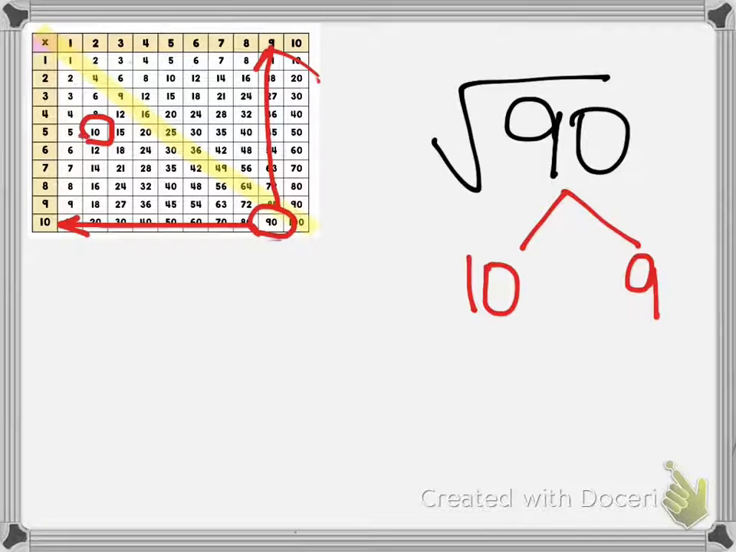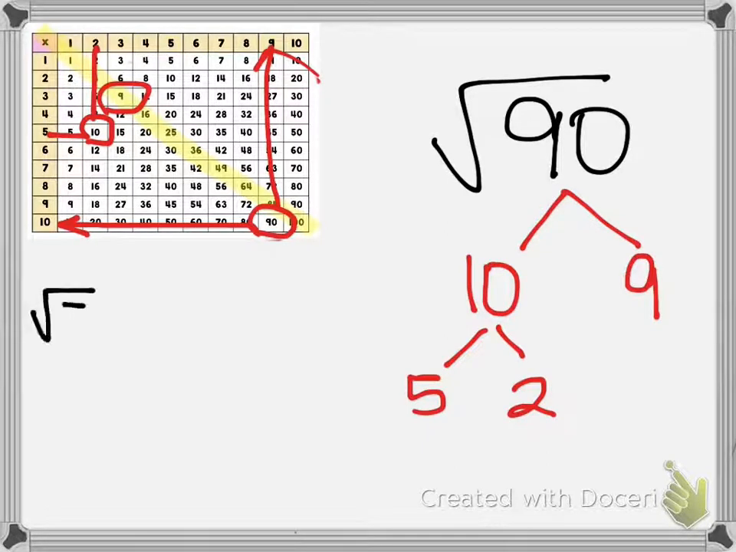factors of 10 are 5 and 2. So 5 times 2 is 10. Now I don't find factors of 9 because I know the square root of 9 is in our perfect squares. So I'm going to rewrite this to be the square root of 5 times the square root of 2 times the square root of 9.